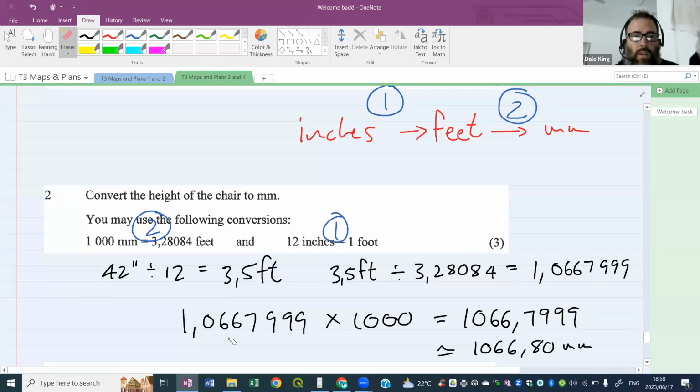If it was 1, I would just say 1 times 1,000. But it's not 1, it's 1.0667, so I just multiply that by 1,000. And here I get my answer as a little bit more than 1,000. If this 3.28084 divided nicely, I would get 1 and I would just multiply, but it doesn't. I've got a little bit more than 3.28084 in my 3.5, so yes, I expect to see a little bit more than 1,000 millimeters in my answer. I hope that makes sense.